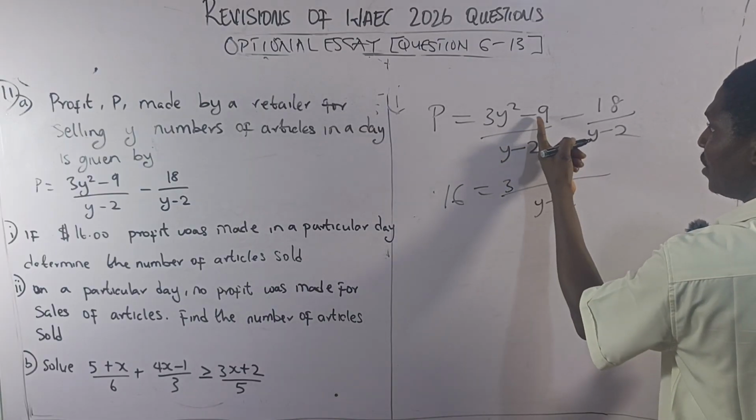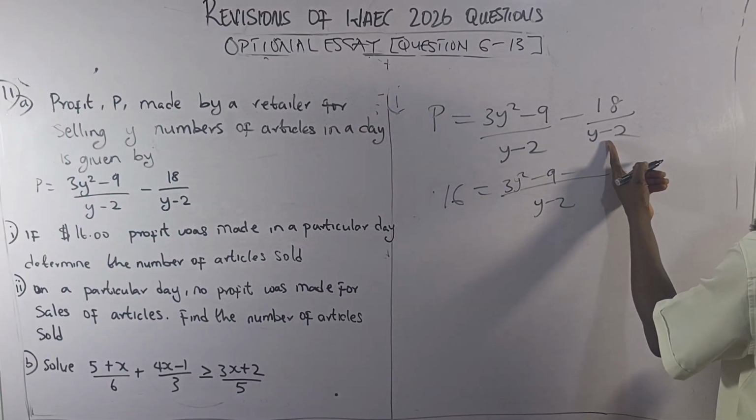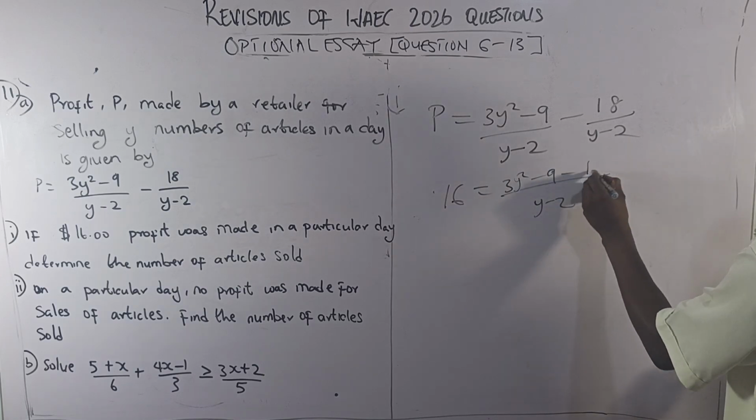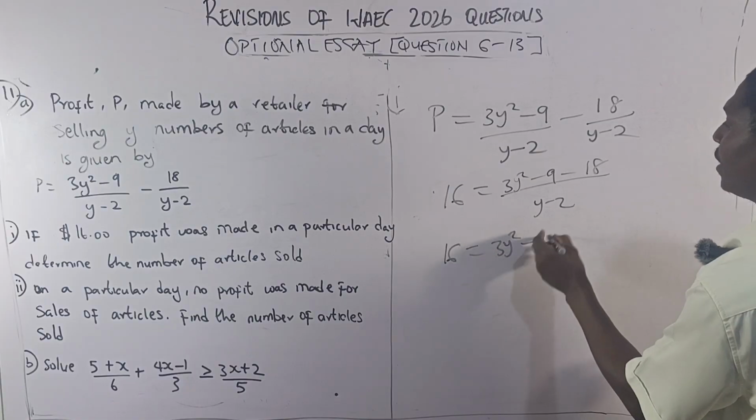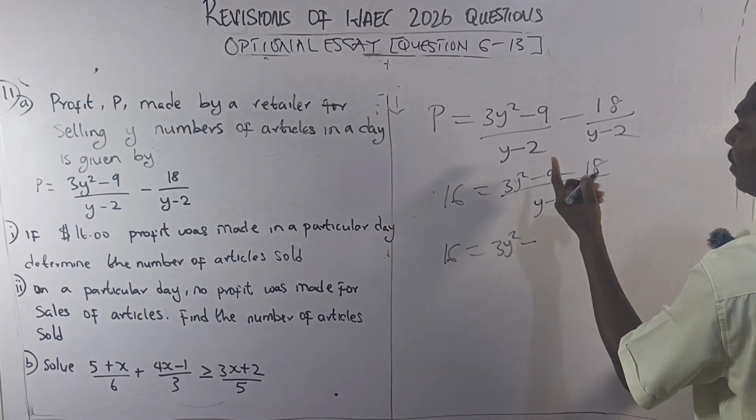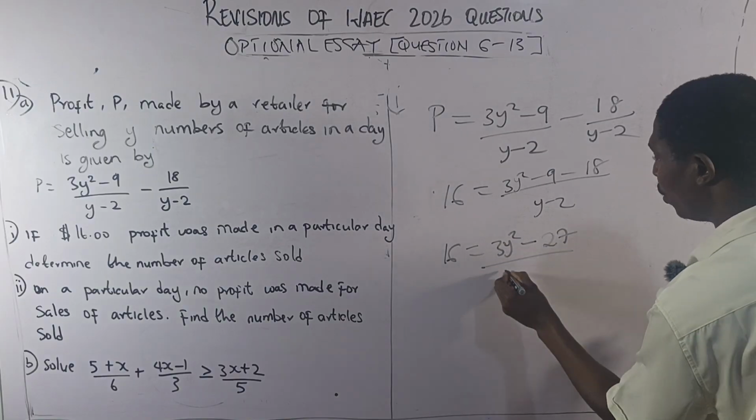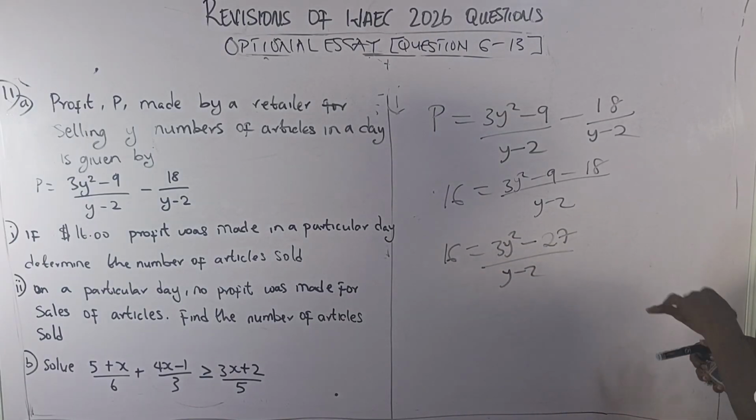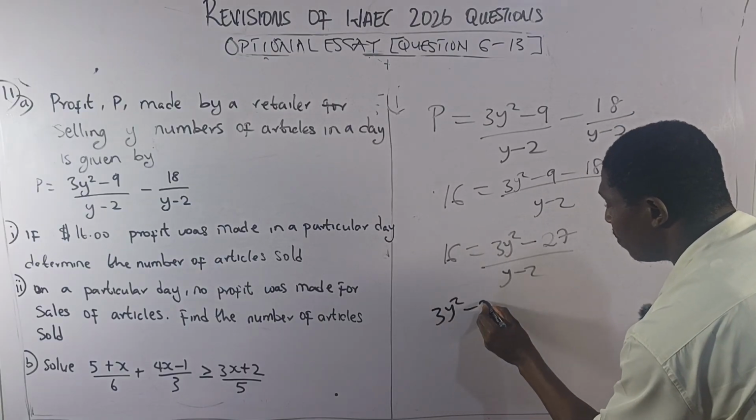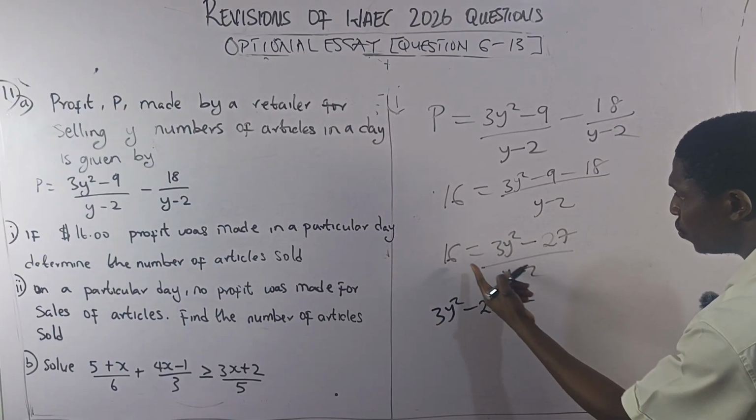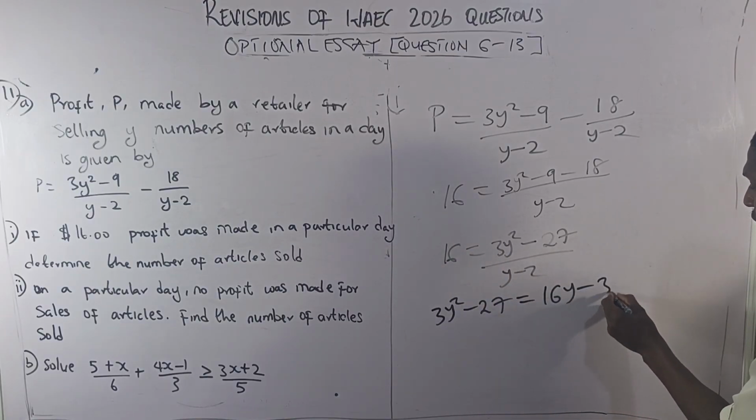So 1 times 3y squared minus 9 gives 3y squared minus 9. In the same way, y minus 2 divided by y minus 2 is 1, and 1 times 18 is 18. So I have 16 equals 3y squared minus 9 minus 18, which gives minus 27, all over y minus 2. I cross multiply and have 3y squared minus 27 equals 16 times y, 16y, and 16 times 2 gives 32.